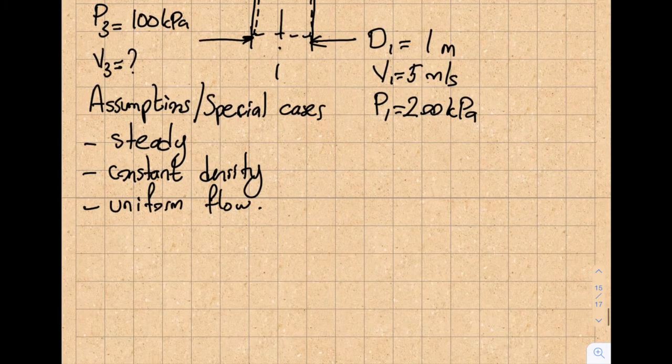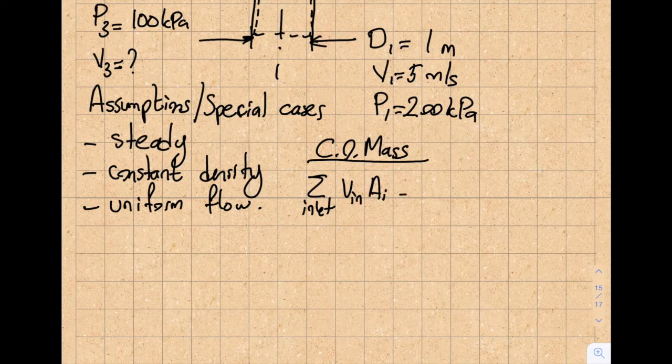Let's call this conservation of mass. With the 3 assumptions that we have established, what I will obtain is that over the inlets, V inlet times A inlet, will be equal to over the exits, V exit times A exit.